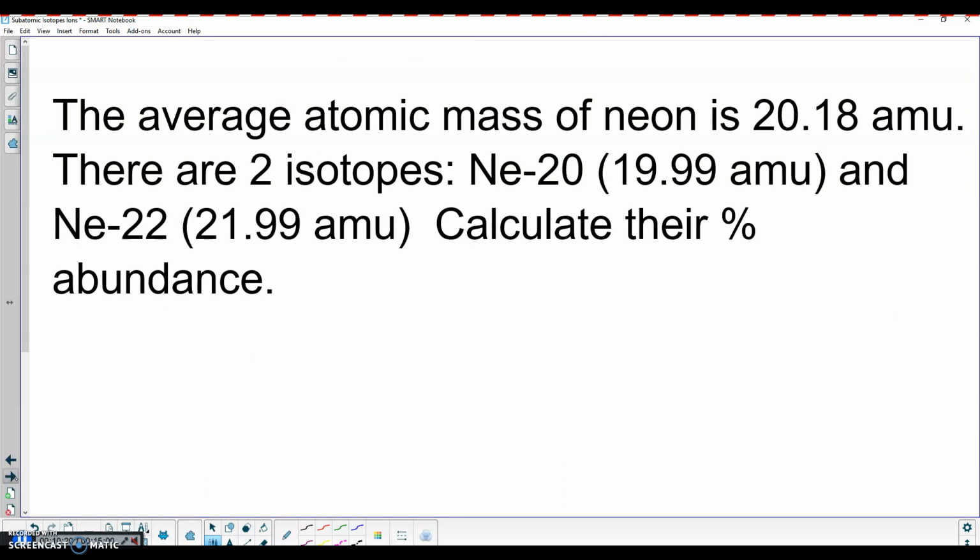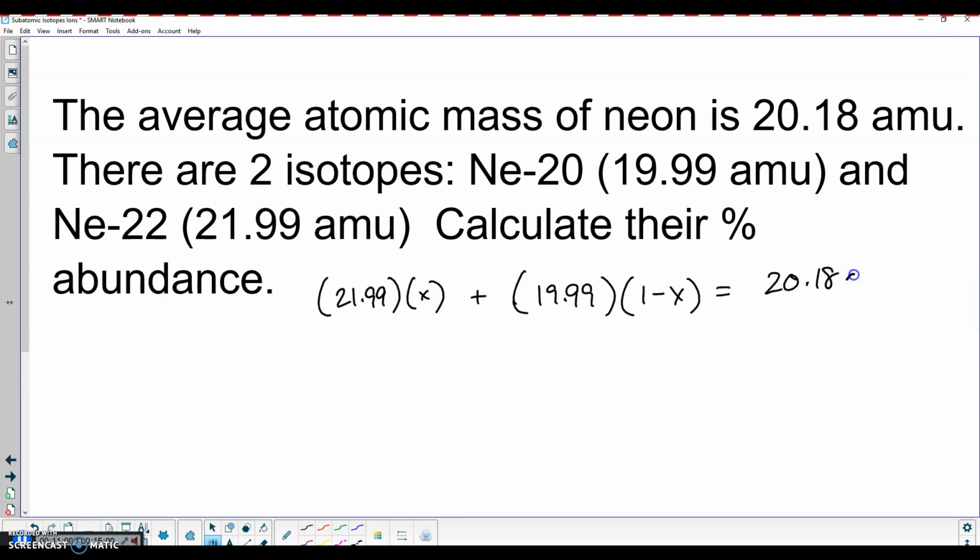I'm going to do another one here real quick. Let's say I have neon. I want to find two isotopes of neon and their abundance. So same thing. I'm going to take the mass of the heavier one, which is going to be 21.99 times its abundance, which we do not know. I'm going to call it X. To this, I'm going to sum the mass of the lighter isotope times its abundance, which is 1 minus X, just like before. And then that's going to give us our average, which said it was 20.18 AMU.